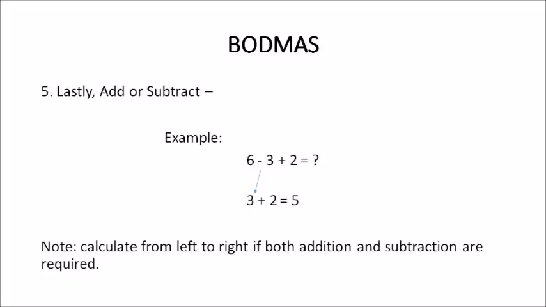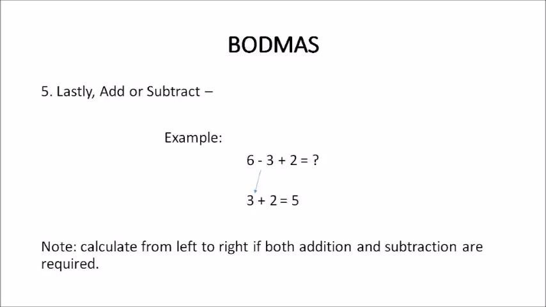Okay, don't confuse yourself with this rule. Remember, division and multiplication are together, addition and subtraction are together. If you have a question with any four of these, calculate from left to right. If it's division and multiplication or addition and subtraction, just calculate from left to right.